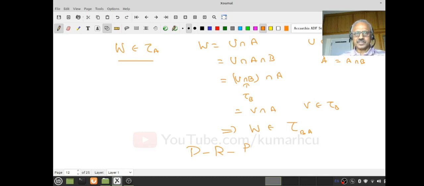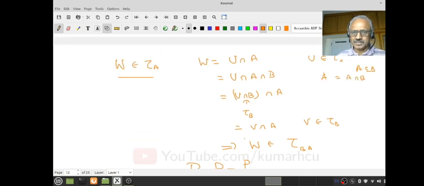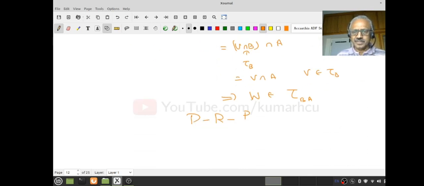These things usually are said, okay, they are the same, as can be checked easily. But I find many of my students had trouble because they don't even understand the subtlety of the question. Is it clear? I start with W in tau A. So how does it come? It comes as U intersection A, where U is open in X. But A I can write as A intersection B because A is a subset of B. Now rearrange because of commutativity. Therefore, U intersection B intersection A. But U intersection B is in tau B. Therefore, it is of the form V intersection A, where V is in tau B. Therefore, that is in tau B. Very good.